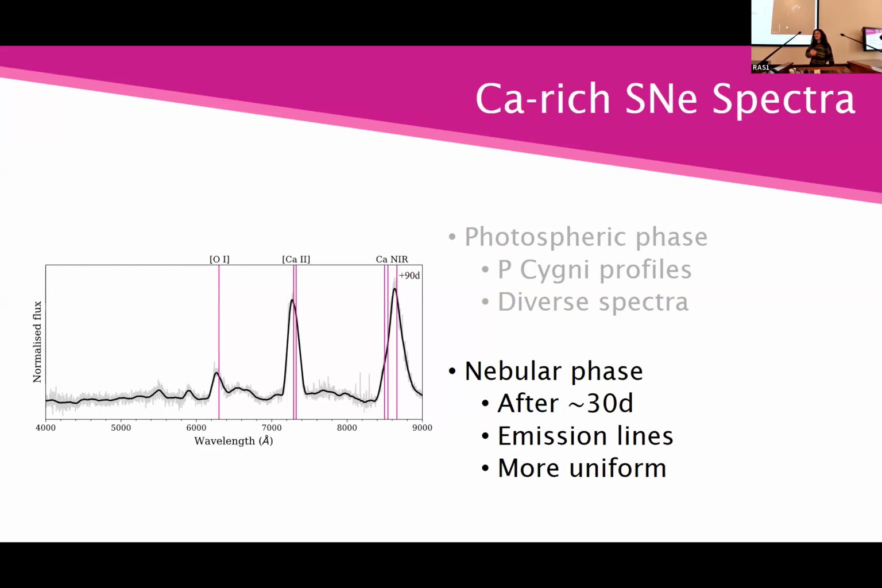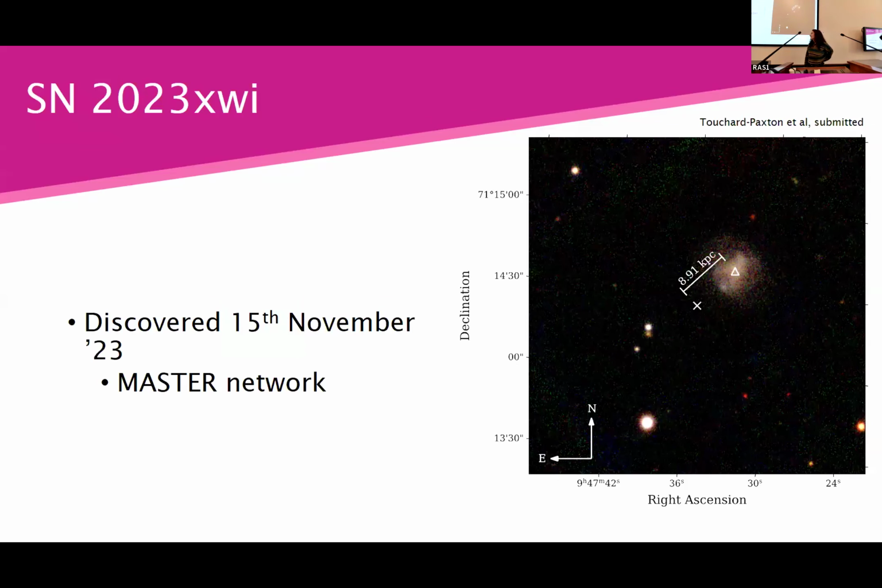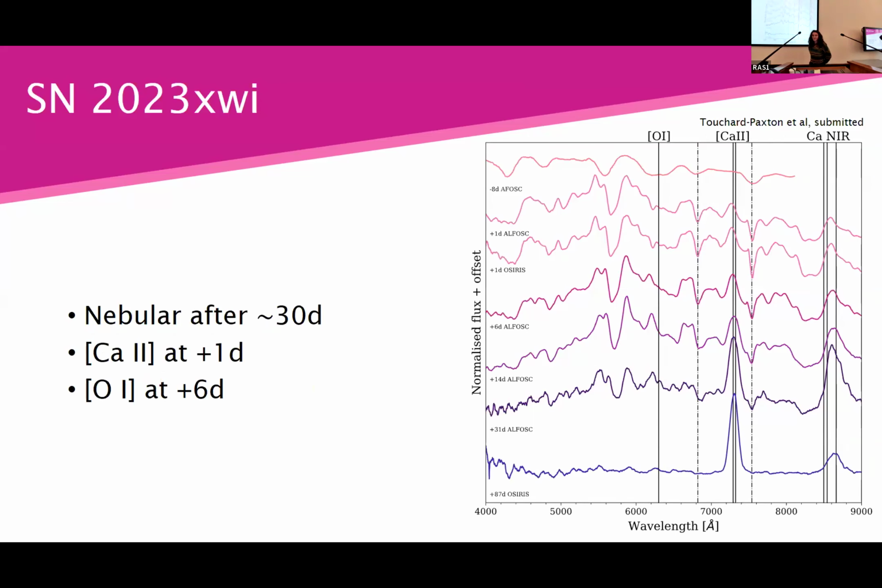And this takes you on to my supernova, 23XWI, which was discovered about a year ago now. It was offset about 9 kiloparsecs from its host galaxy, which is normal for calcium-rich. One of the key ways you find them is looking for faint and fast transients that are offset or remote from their host. So as I said before, the nebular forbidden transition lines you see late on, after 30 days.